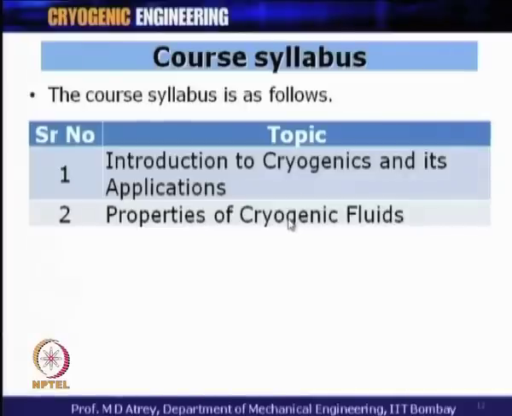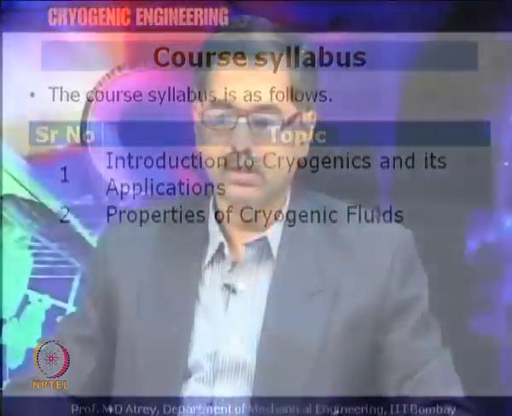For example, liquid oxygen has a boiling point of 90 Kelvin. It has its own density. Liquid helium has a boiling point of 4.2 Kelvin. So, there are various important properties associated with these cryogens or cryogenic fluids. Depending on the end use or the requirement, you will select a cryogen. If I want to get a temperature of 77 Kelvin, I will choose liquid nitrogen. If I want to use oxygen, then I will use liquid oxygen. If I want to go to a very low temperature, I will go for liquid helium, which gives me 4.2 Kelvin.